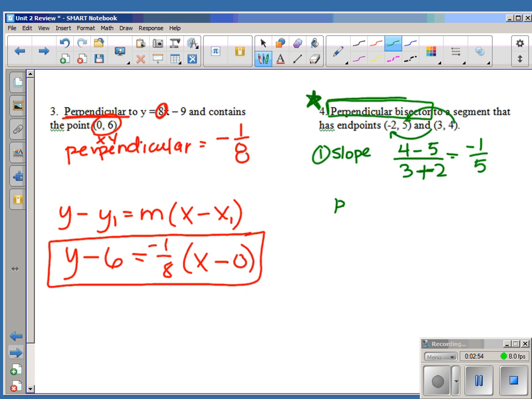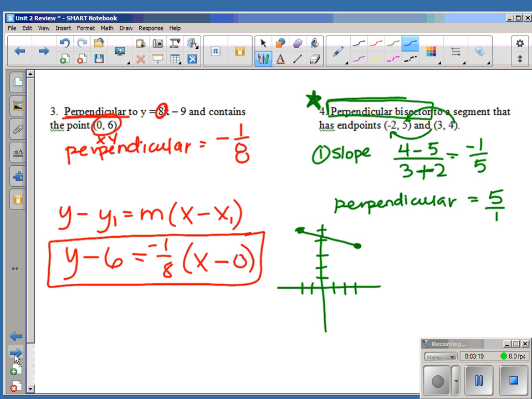The second thing then is it says perpendicular. So the perpendicular slope is going to be 5. Or if you wanted to write over 1, I don't like fractions, so I'm just going to leave it as 5. Now graphically what's happening here is I have the point (-2, 5) and I have the point (3, 4). I want to find a segment that's perpendicular to it, but also cuts it in half. So I want it to meet at a right angle, and I want that to be the midpoint.